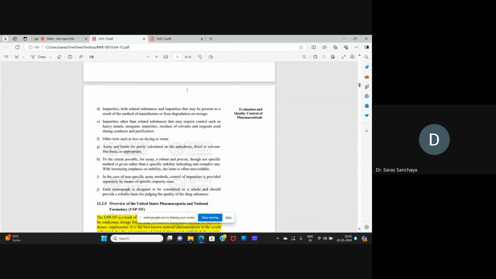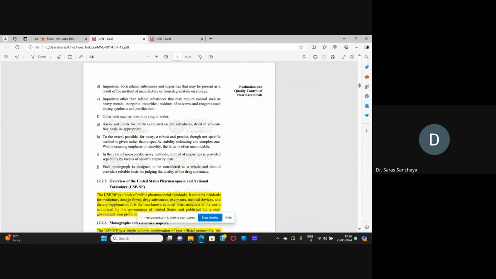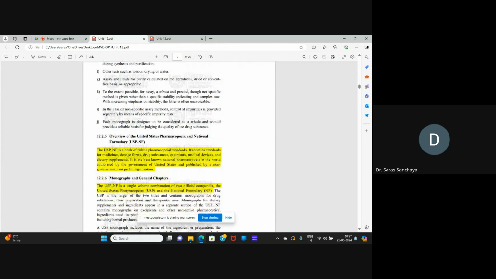Other tests such as loss on drying or water, assay and limits for purity calculated on anhydrous, dried or solvent-free basis as appropriate. To the extent possible for assay, a robust and precise, though not specific, method is given rather than a specific, stability indicating and complex one. In the case of non-specific assay methods, control of impurities is provided separately by means of specific impurity tests. Each monograph is designed to be considered as a whole and should provide a reliable basis for judging the quality of the drug substances.